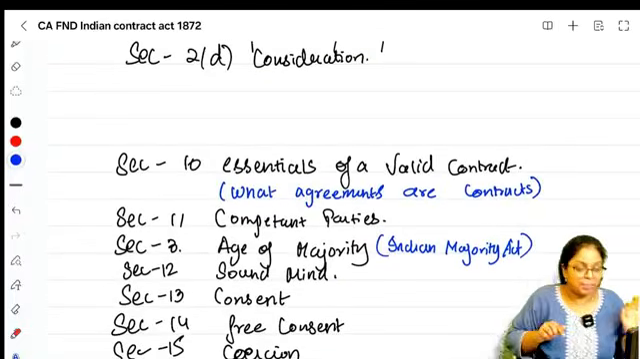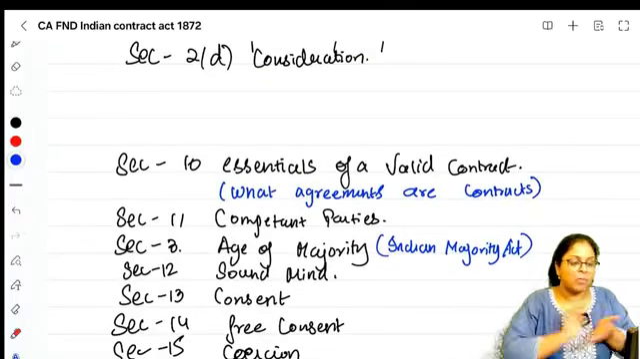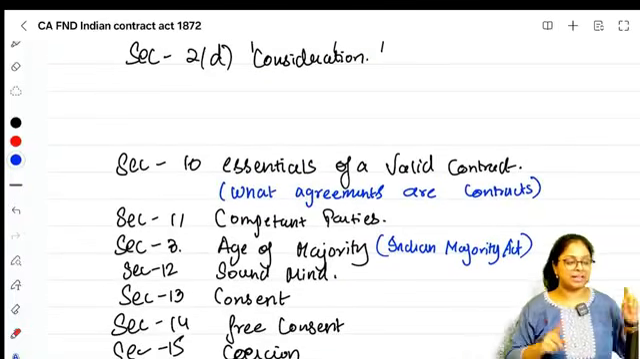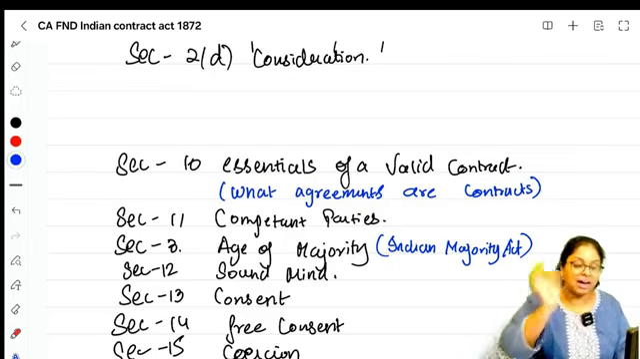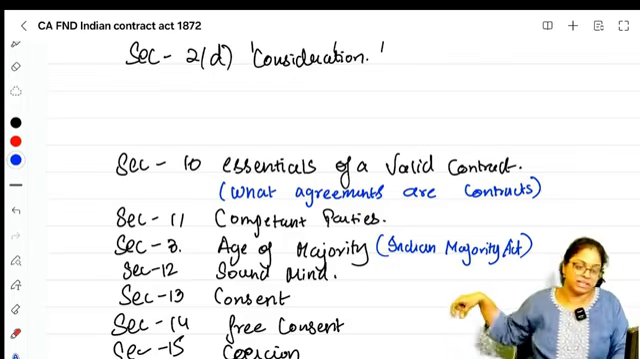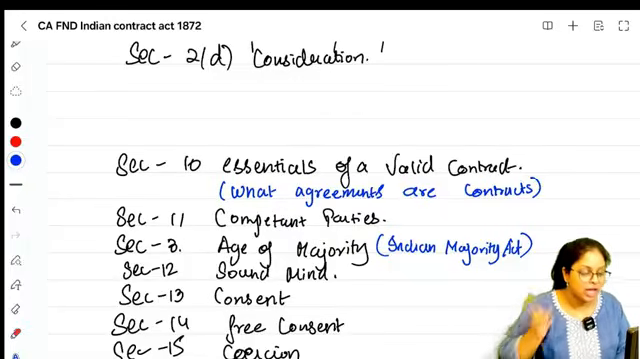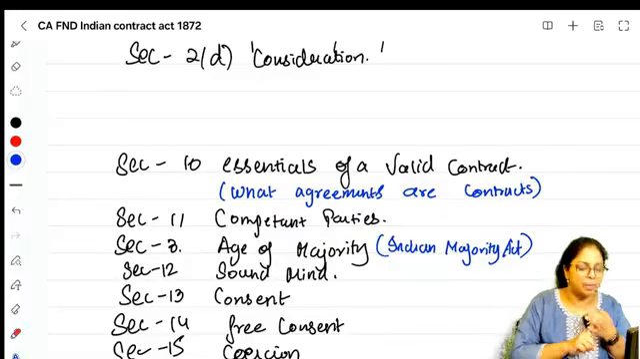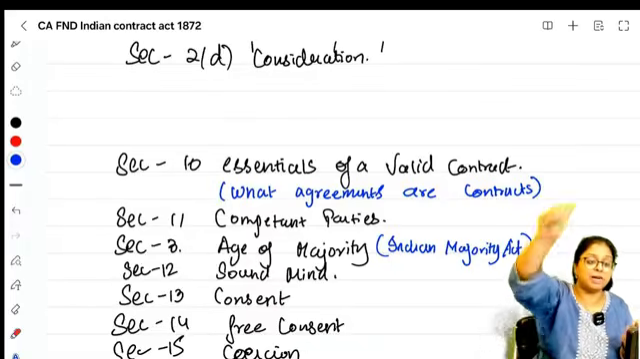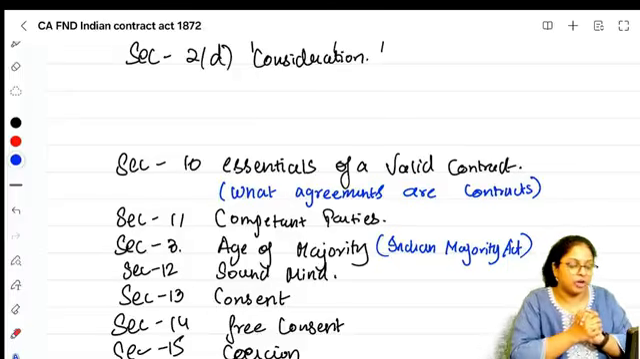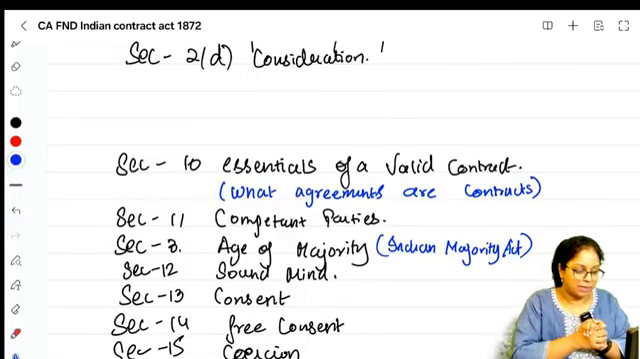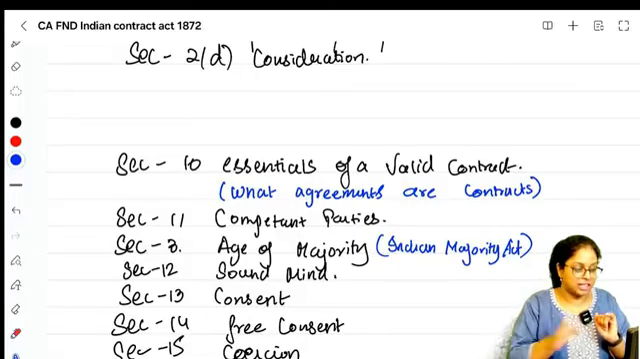Then we come to section number 10, essentials of a valid contract, or in the Bare Act it is written, what agreements are contracts. Agreements which fulfill all the 11 conditions will become contracts. Section 11 is competent party. Section 12 is sound mind. Section 3 of the Indian Majority Act says a person becomes major when he is 18 or 18 plus. Section 3 done, section 12 done.